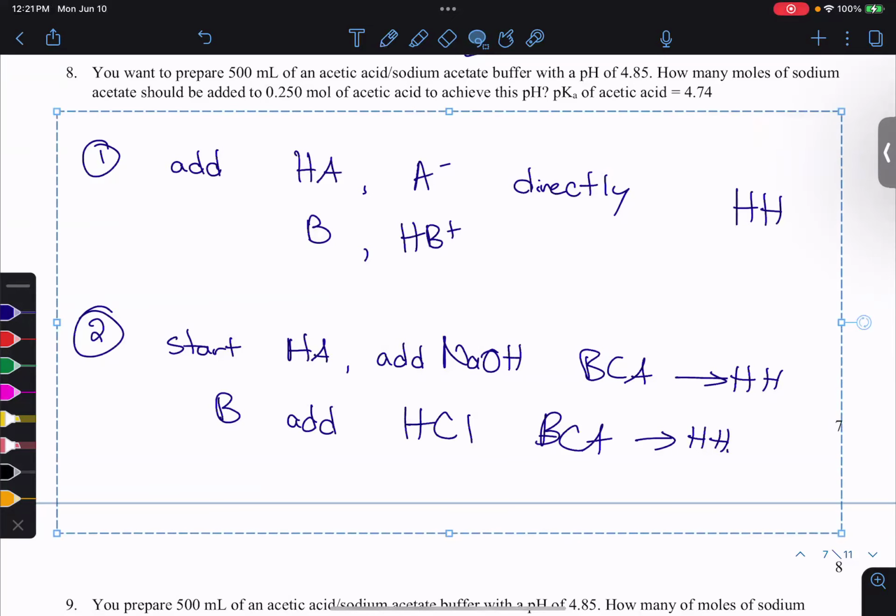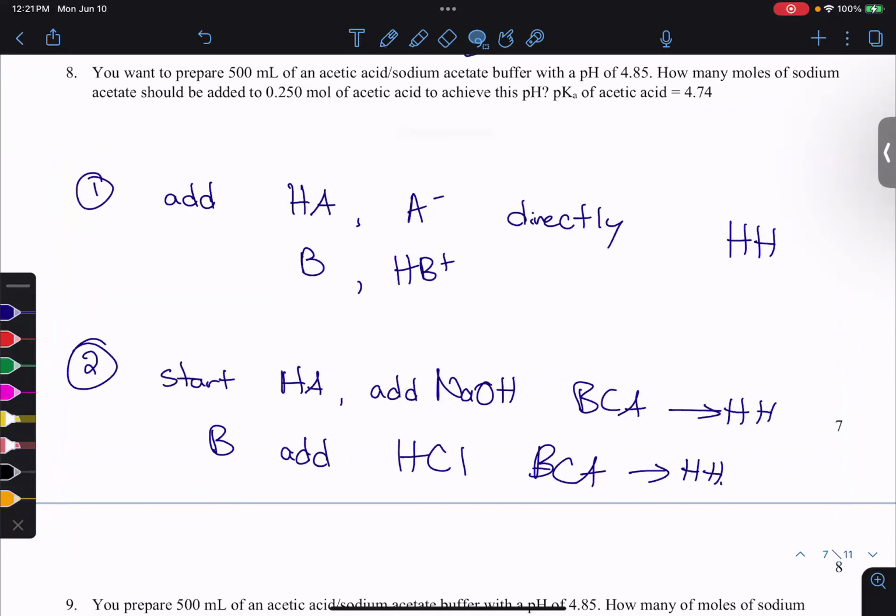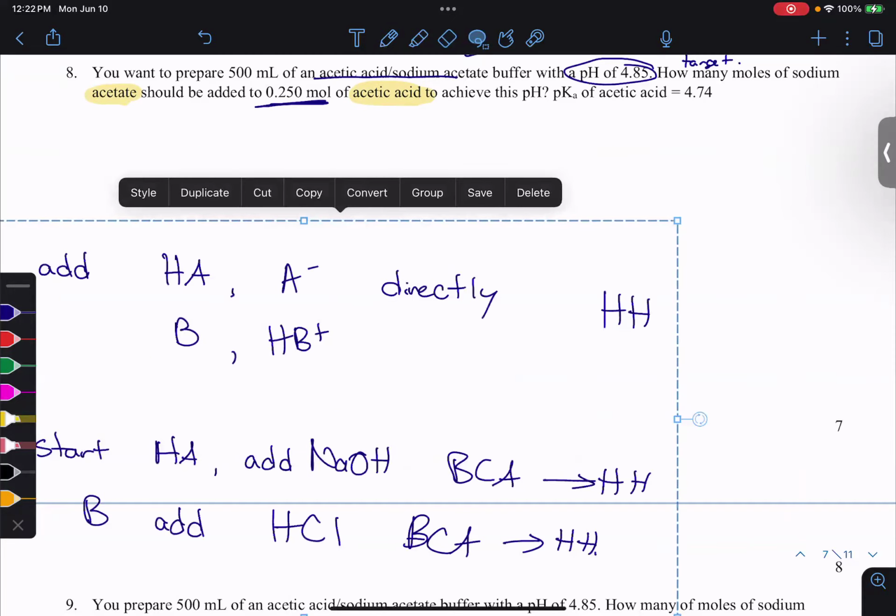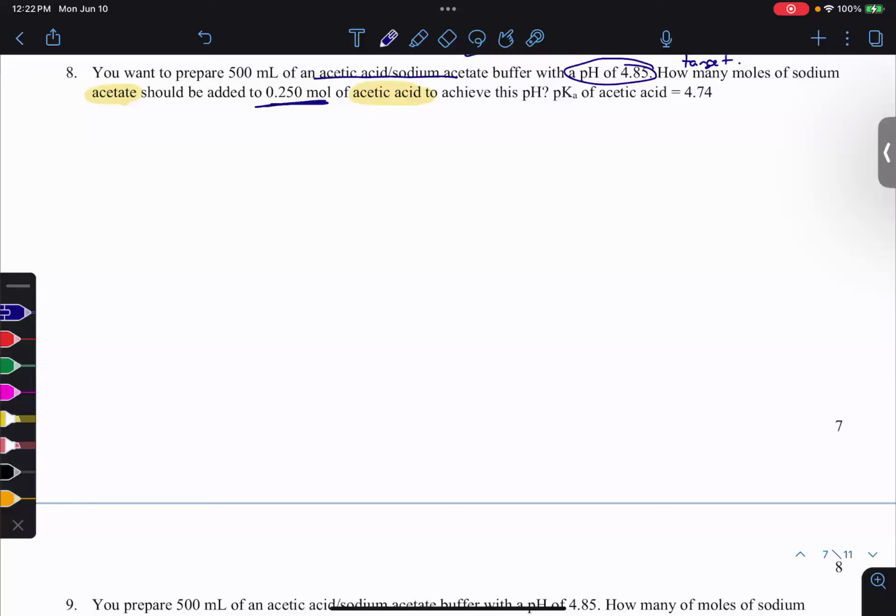Here, I'm asking you, you want to prepare an acetic acid sodium acetate buffer with this pH. This is your target pH. How many moles of sodium acetate should you add to 0.25 moles of acetic acid? So think about what you're adding to your beaker. You start with acetic acid and you're adding acetate. So what kind of buffer are you making? The first type or the second type? The first type. So we don't have to do any BCA table, all right? So we will delete that. We're doing a type 1 buffer where it goes straight into the Henderson-Hasselbalch.